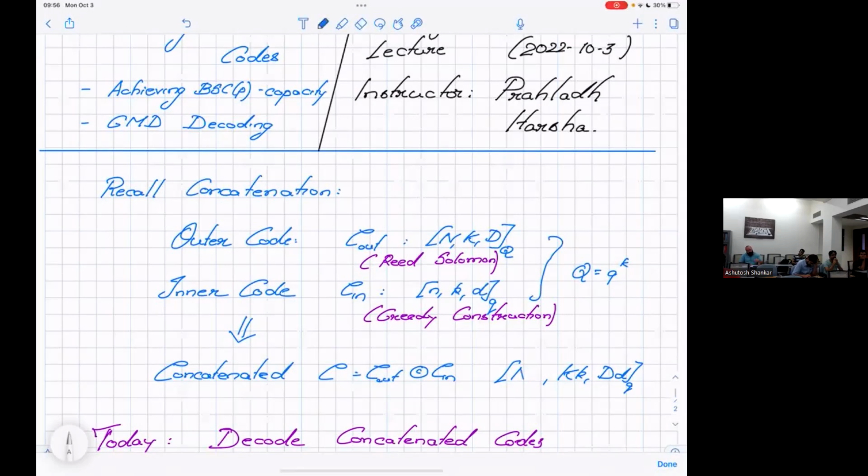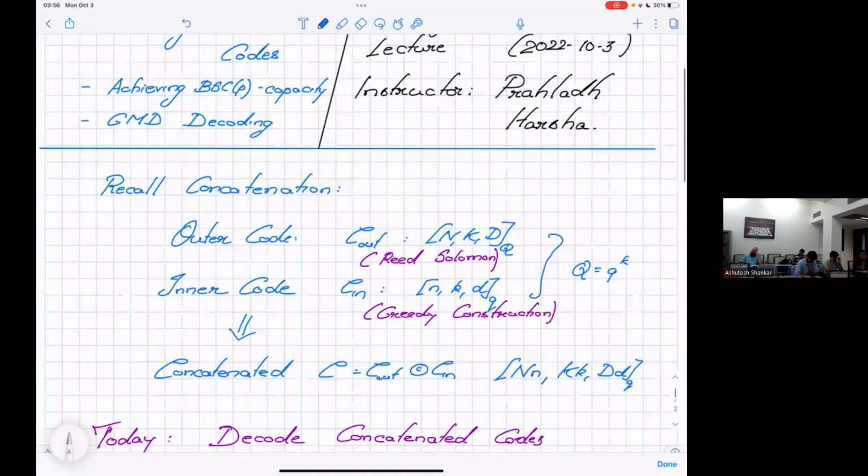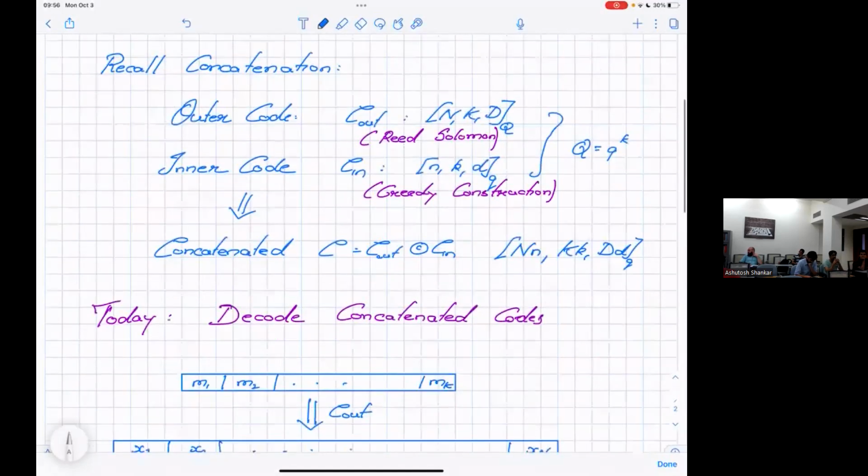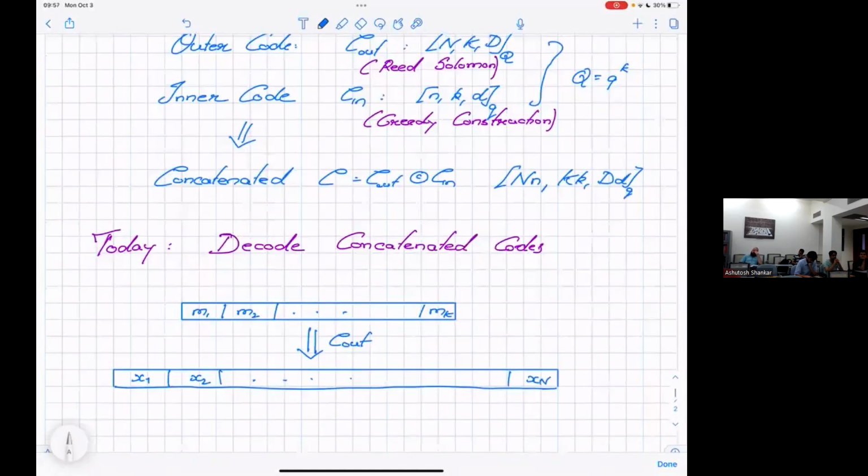Then we managed to get a concatenated code which was over the smaller alphabet, but whose block length, dimension, and distance were all the product of the respective parameters of the outer and inner code. And we used this to construct good codes last time. The goal today will be to come up with decoding algorithms for concatenated codes. We'll start off with a vanilla decoding algorithm and see how that itself is very powerful. And then we'll come up with a more refined decoding algorithm.